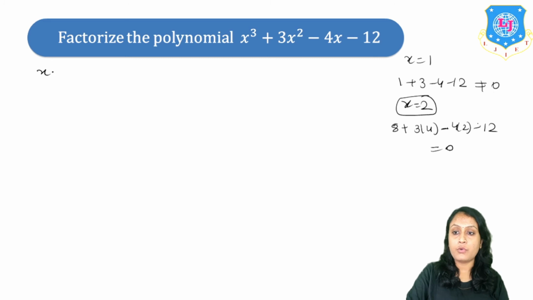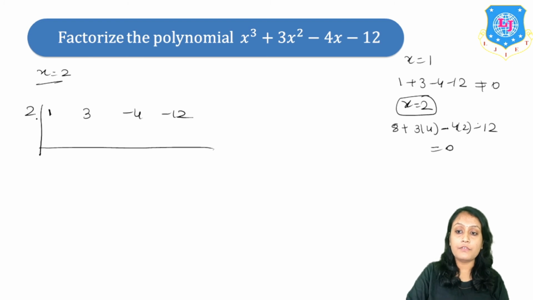Okay, so x equal to 2 is a root, so we'll keep this 2 outside over here and write down the coefficients, that is 1, 3, minus 4 and minus 12. Now the first step is the same: bring this 1 over here. 1 into 2 gives you 2. Add them, it gives you 5, 5 into 2 gives you 10 over here. From this you will get 6 into 2, 12, and this term is 0.